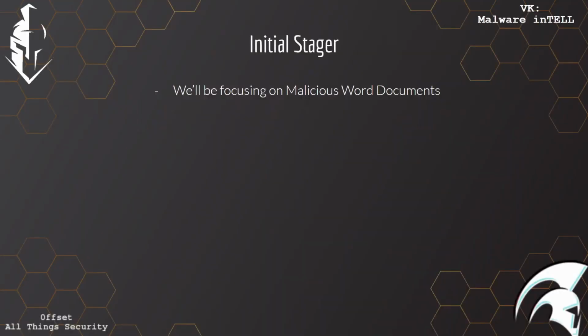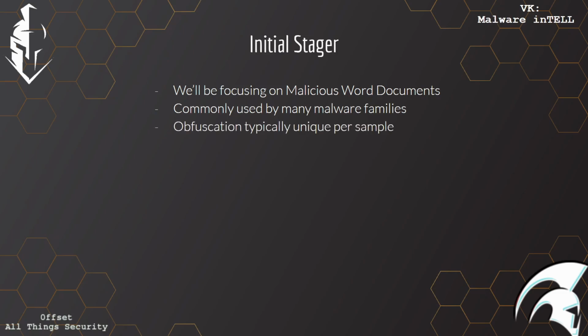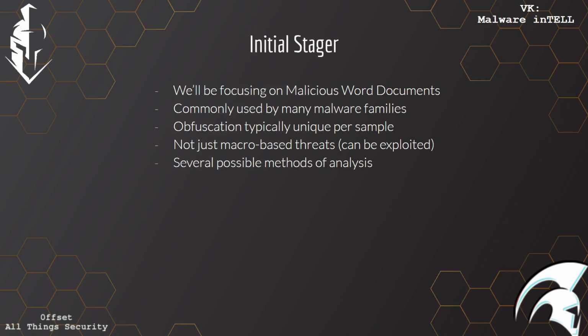We'll be focusing on malicious Word documents in this part of the chapter, as they're probably one of the most common ones found out there. As I said, they're commonly used by many malware families, and the obfuscation is typically unique for each sample that you encounter, even if they're from the same malware family. They're also not just macro-based threats, as Word has been exploited in the past. One of the most common exploits for it is the equation editor exploit, and there are also several possible methods of analyzing them, as well as being a fairly simple starting point when it comes to reverse engineering and malware analysis.